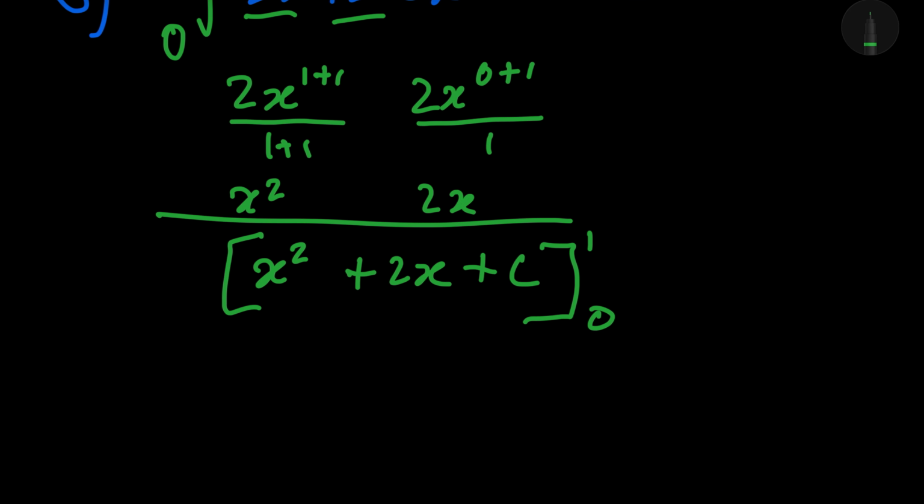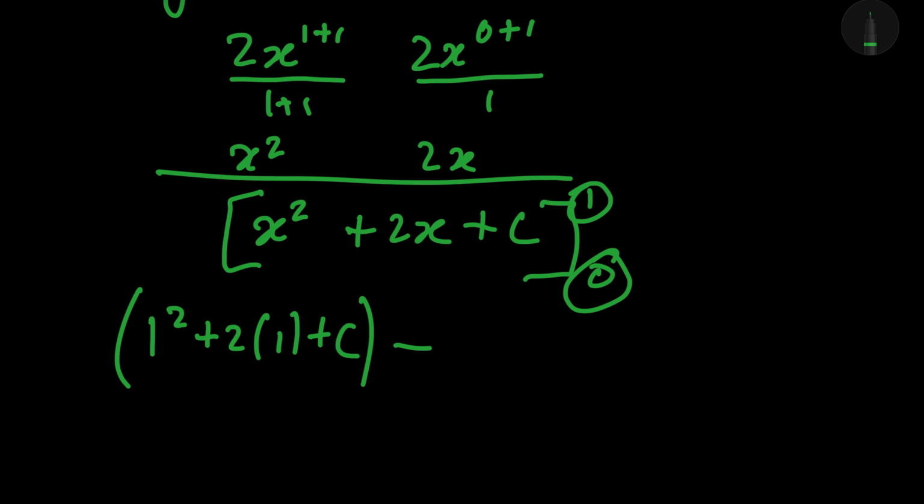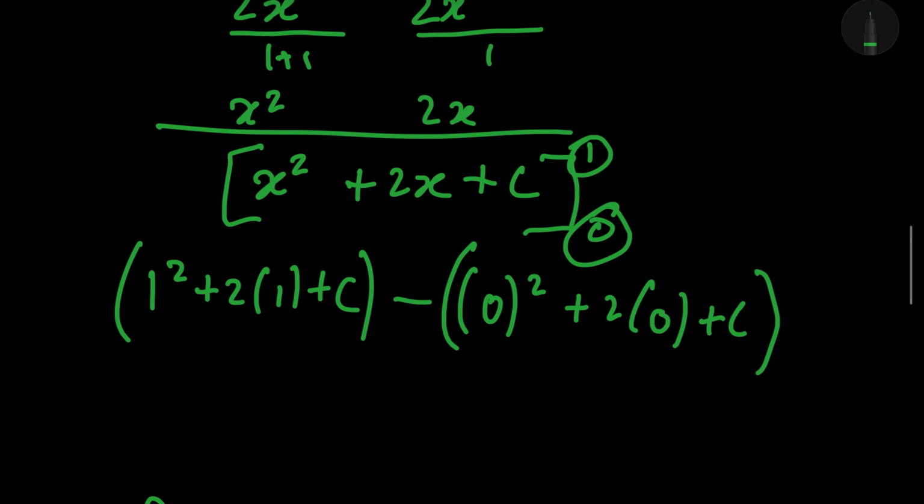So the first thing I want to do here then is plug in my upper bound. If I plug in my upper bound, I get 1 squared plus 2 times 1 plus c. And I'll put that in a bracket. Remember always to put it in a bracket. Minus, and then I put in my lower bound. So that's 0 squared plus 2 times 0 plus c. And be careful of this minus, okay? I want to put all of this again in a bracket so that I don't confuse it.